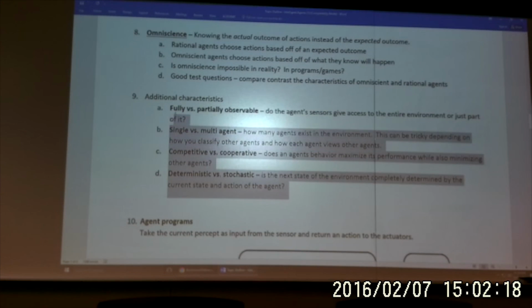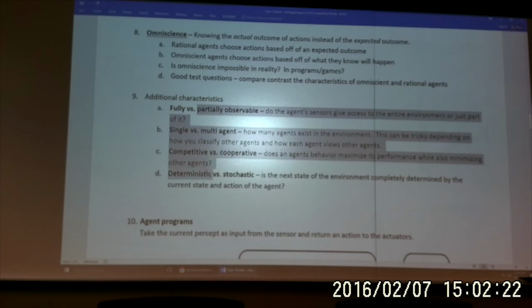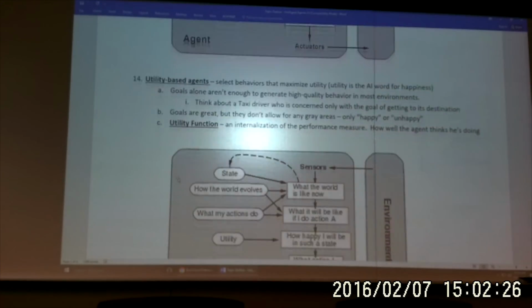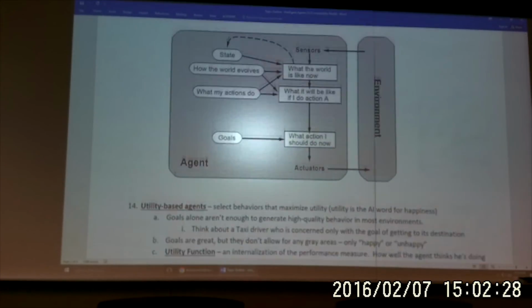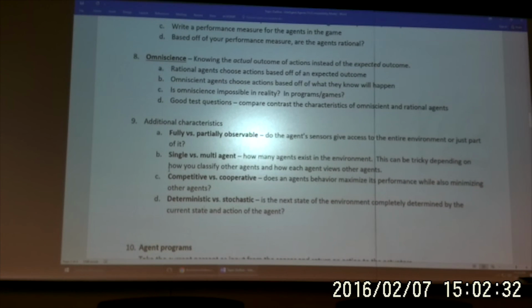All right, so a couple things left. We're going to talk about these four characteristics, and then we're going to look at some sample agent programs. We're going to breeze through this really quickly. Don't freak out by how much it is. We're going to go through it really quick. And then we'll be done.